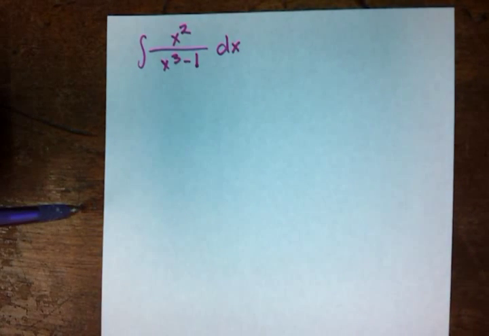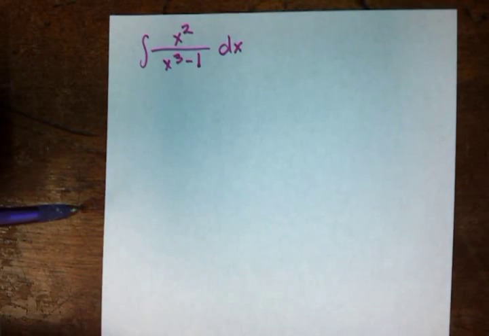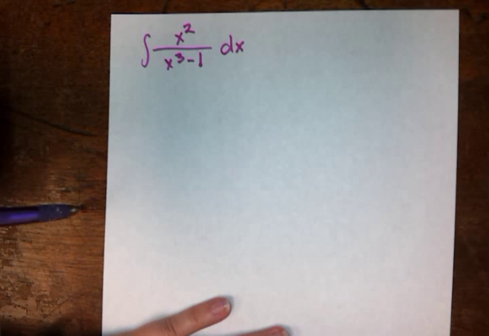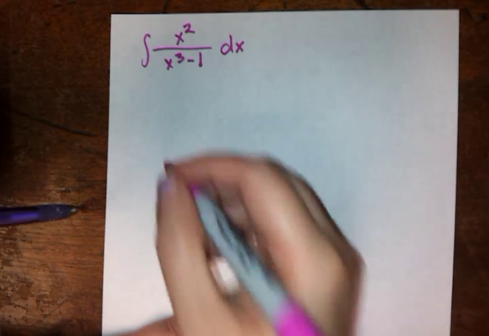Okay, question number 5 from homework 18. This one is, again, a little different from some of the first ones that we've done, but not that different. We need to figure out a way that we can rewrite this as a function that we know how to take the integral of. Okay?